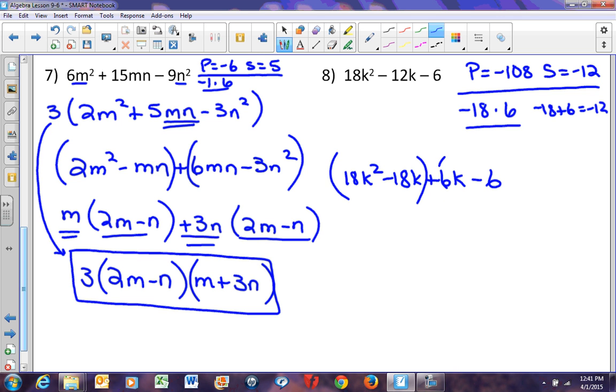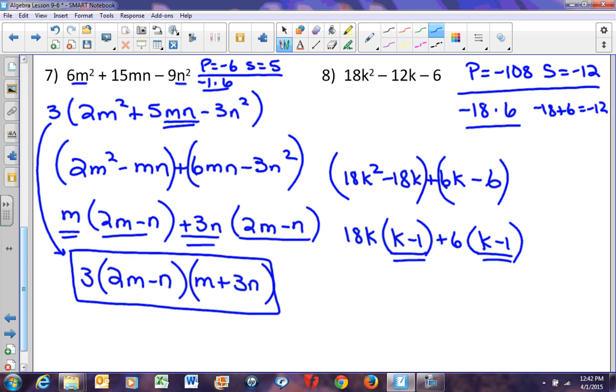First 2, last 2. What can I take out of 18k squared minus 18k? I can take out an 18 and a k. And I'm left with k minus 1. What can I take out of 6k minus 6? I can take out, oh look, a 6. And I'm left with k minus 1. So my common term is k minus 1. What I'm left with is 18k plus 6.